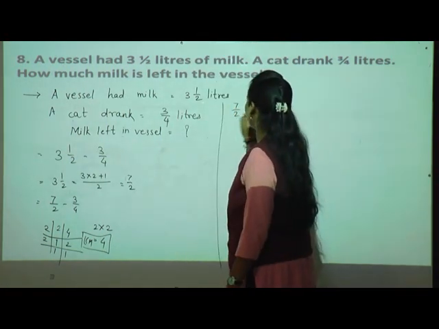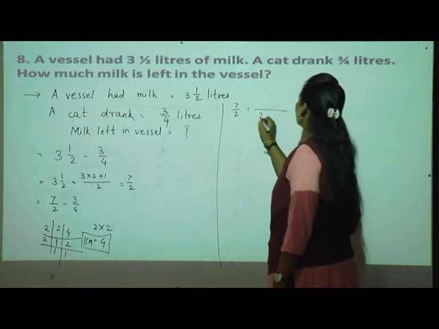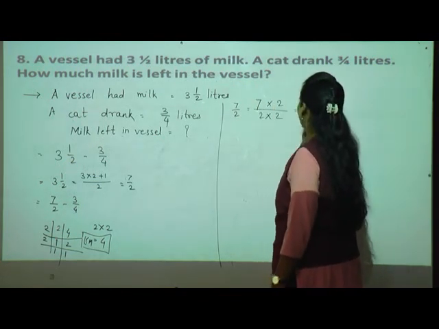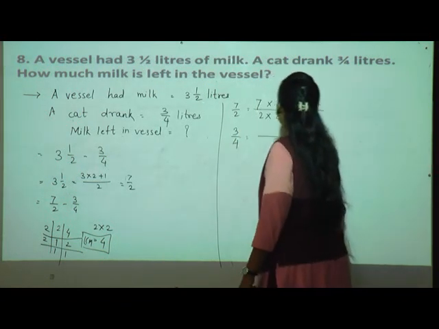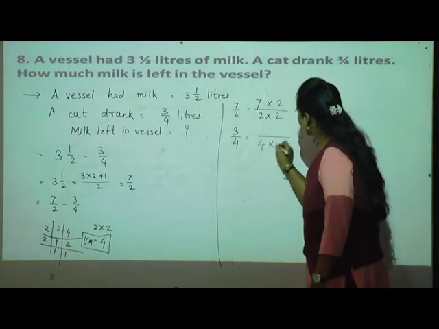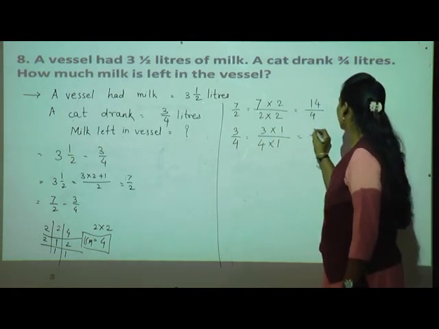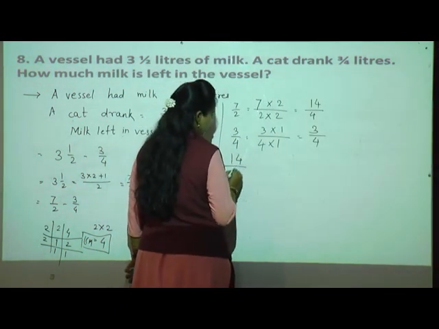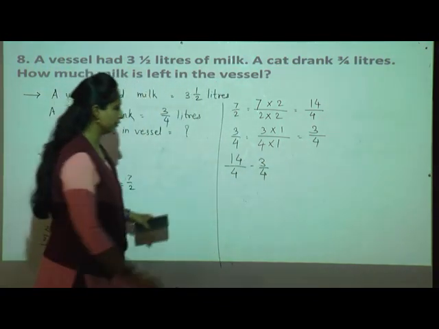First is 7 upon 2. The denominator should become 4. So 2 twos are 4, so here also multiply by 2, write 7 as it is, 7 twos are 14. Now next, 3 upon 4. What should come in the denominator? 4. So 4 ones are 4, so 1 here also, and write 3 as it is, then multiply, 3 ones are 3. Now both denominators are the same, so now we can subtract. 14 upon 4 minus 3 upon 4.